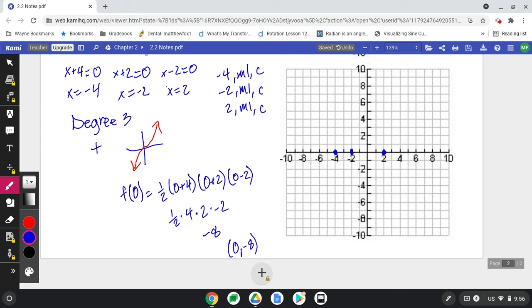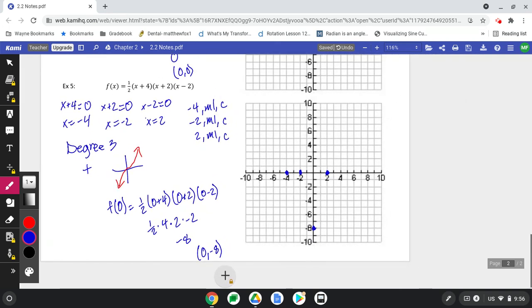So down here, 0, negative 8, I put a dot, that is where it will go through. So we know it will start low, come up, cross, then go through there and cross again at 2. So it starts low, cross, and crosses 2. Something like this.